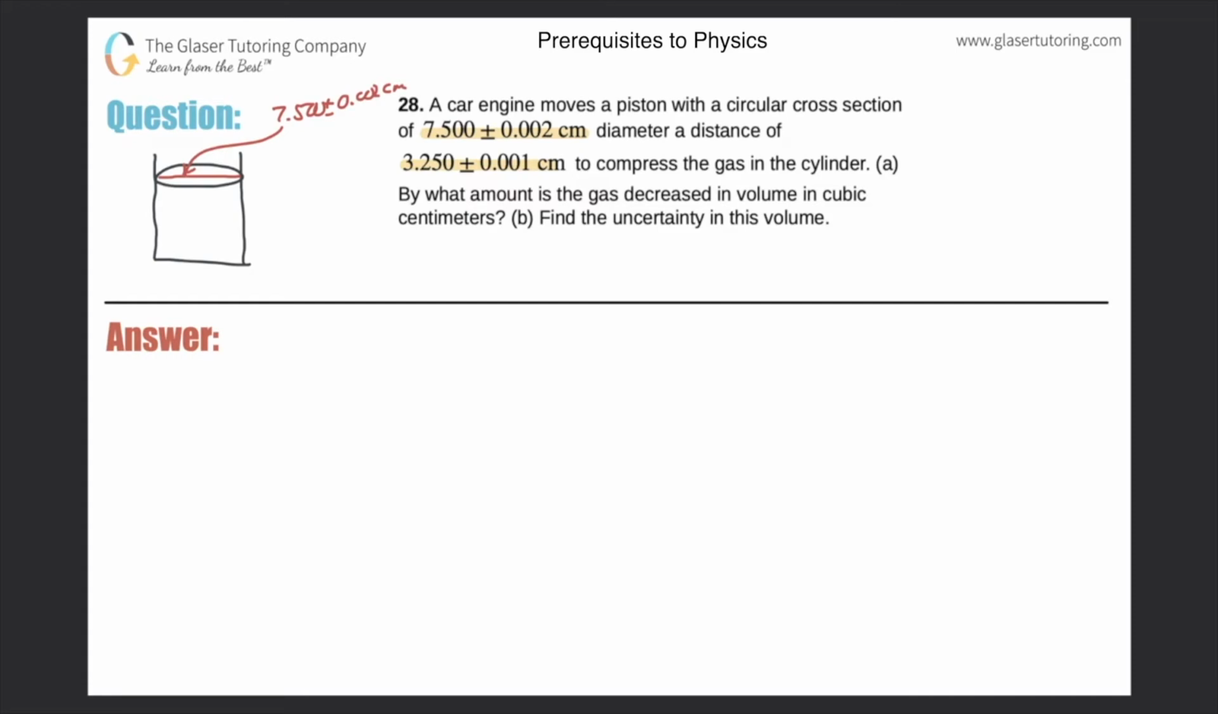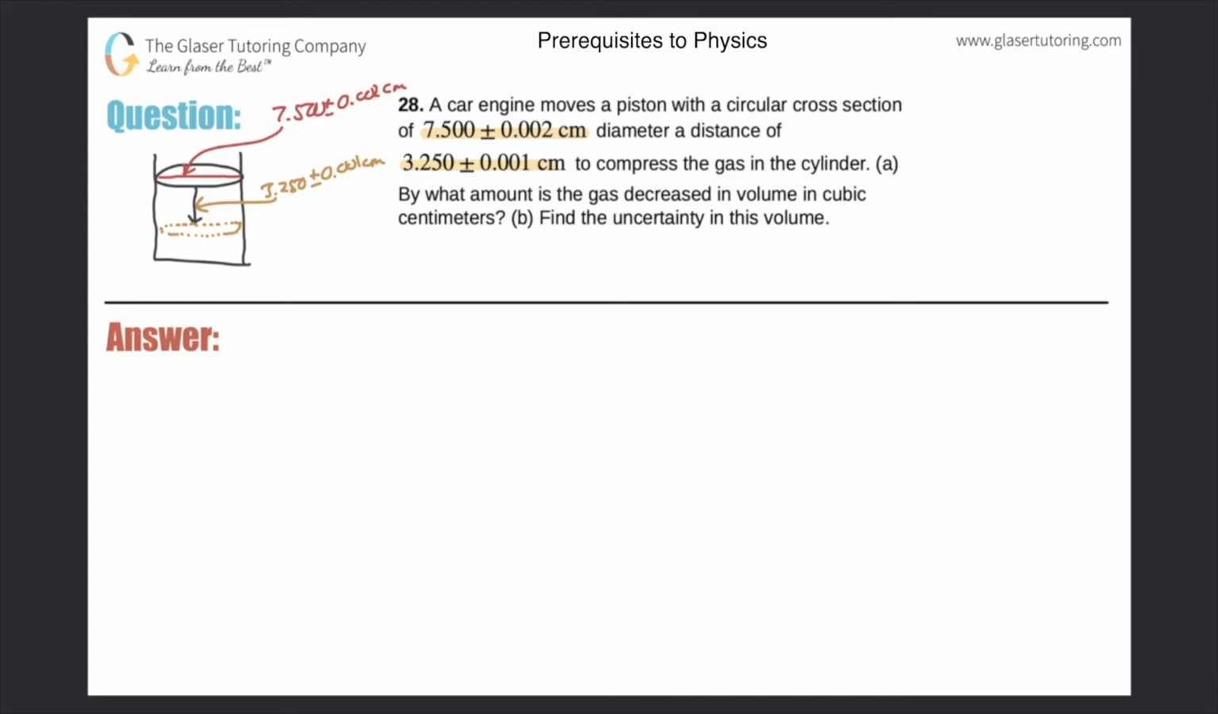Okay. And it also tells us that this piston, or that the circular cross-section is going to be compressed, right? We're going to push down on it, and it's going to move this value, right? 3.25 plus or minus 0.001 centimeters. Okay, so let me draw that in here. So eventually it's going to reposition itself somewhere down here. Okay, and it moves the distance as I just mentioned, 3.250 plus or minus 0.001 centimeter. Okay, great. So now it wants to know by what amount is the gas decreased in volume.